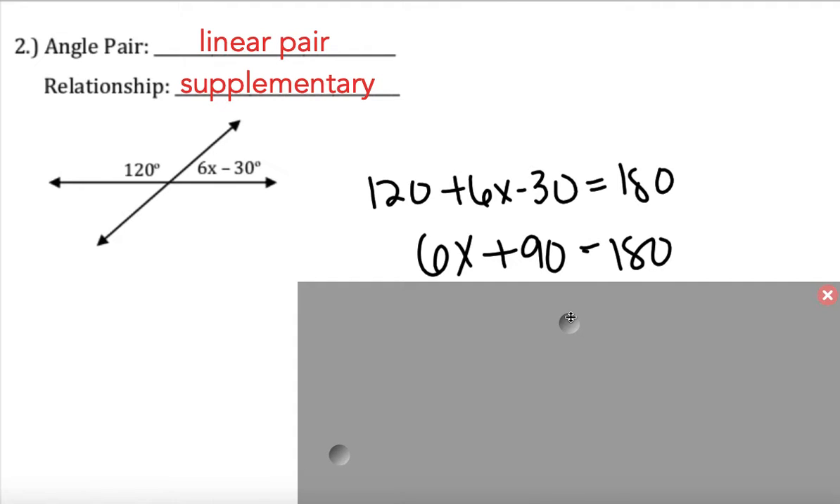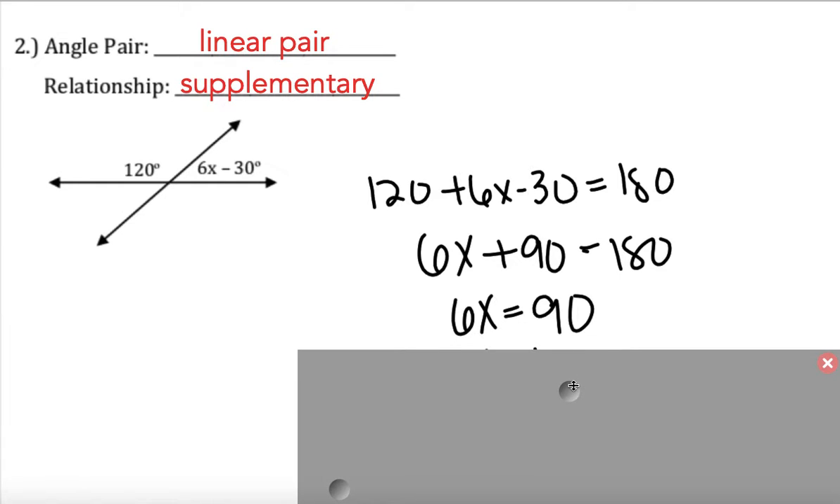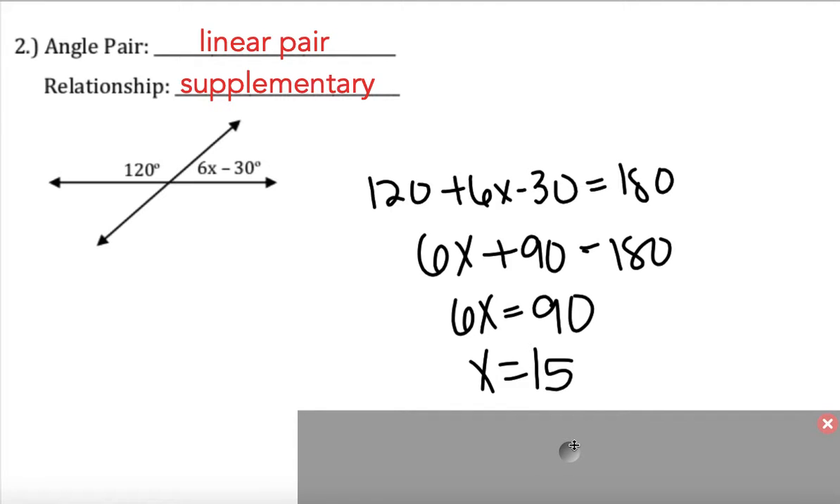Now it's a two-step equation to solve. We could subtract 90 degrees from both sides, and then 6x would equal 90, and divide by 6. So our answer here is 15.